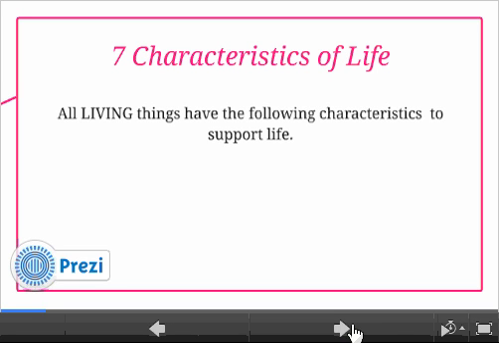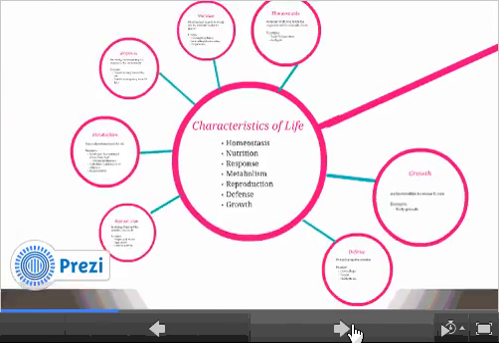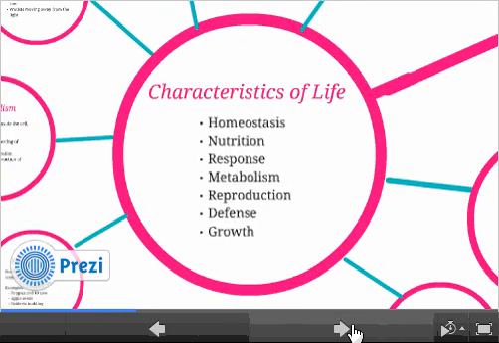This is everything from a cnidaria, which is a sea sponge, to an African elephant, to a killer whale, to dinosaurs when they were around. All living things have these same 7 characteristics. The 7 characteristics are homeostasis, nutrition, response, metabolism, reproduction, defense, and growth. Again, all living things do these 7 things.